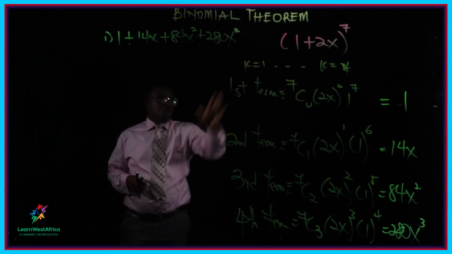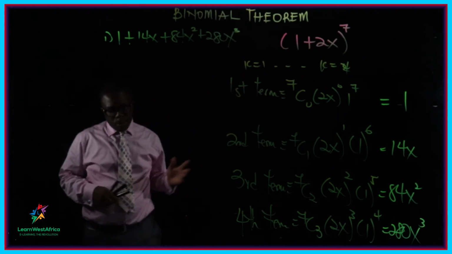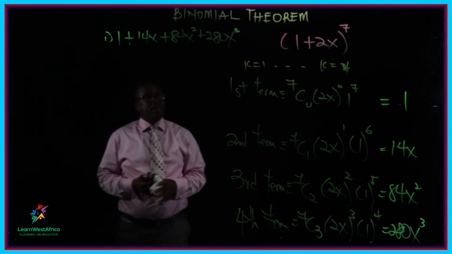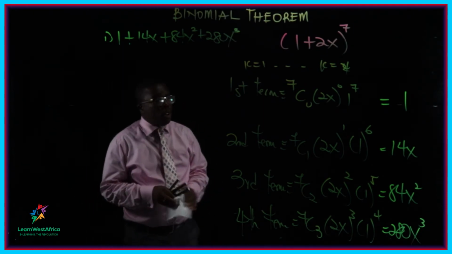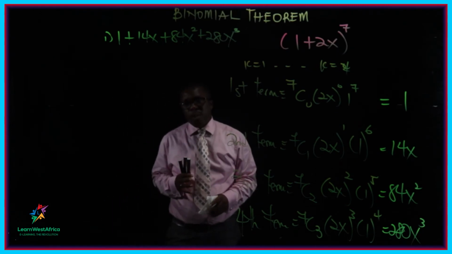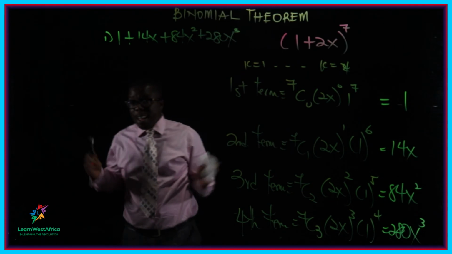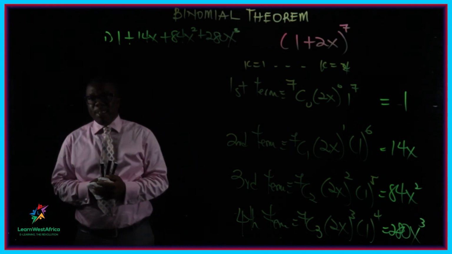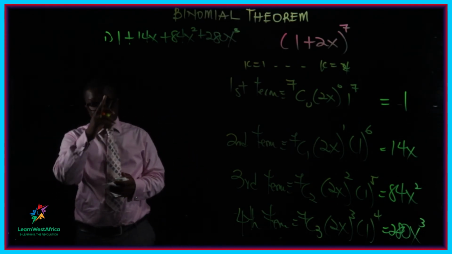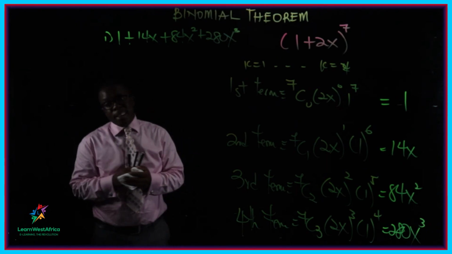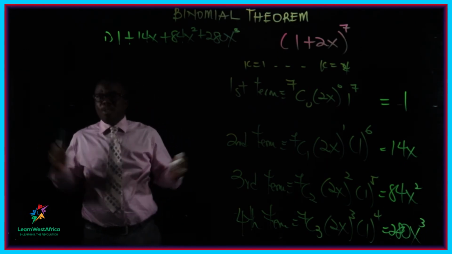So when we're able to do this, we are done with the question for the first part. Now, it also mentions that we should find a particular term, the seventh term. How do we find the seventh term? Remember, seventh term means that our k is equal to 7, and our r being one step behind that is going to give us 6.